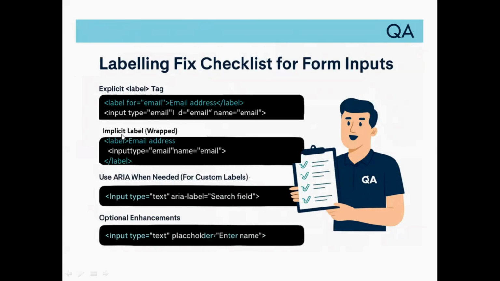Or you can have an implicit label wrapping around the input tag. Like you can start the label tag, put the input tag inside the label and then close it. So this is the way of declaring an implicit label. And you can also go for ARIA labels; aria-label or aria-labelledby can be used for any custom labels. And you can also use placeholder. So these are some of the descriptive attributes which can be used so that the screen readers will be able to identify all the form inputs easily.